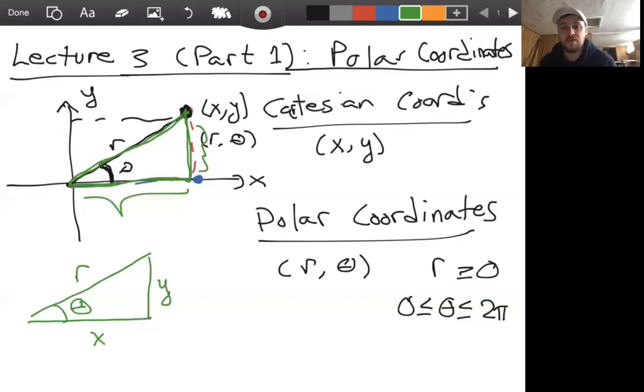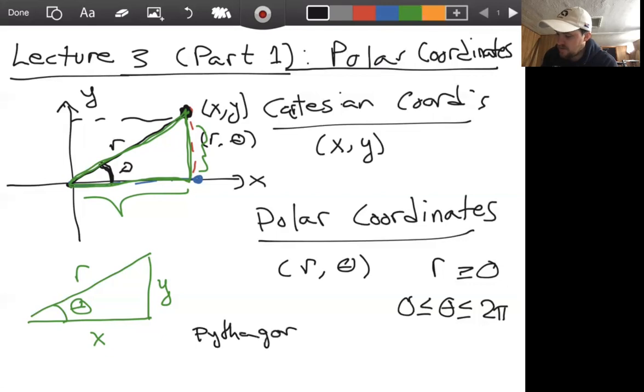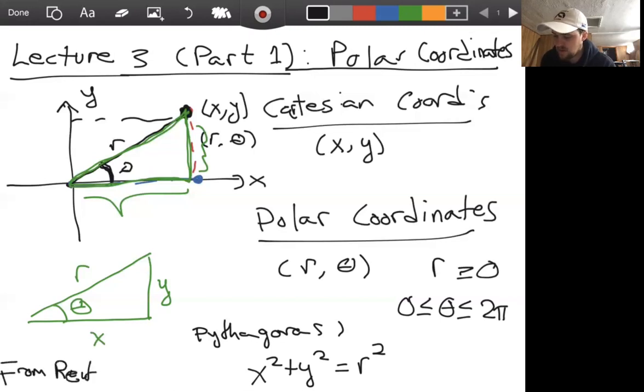So what are a few things we know about triangles? Well, the first thing we know is the Pythagorean theorem. So Pythagoras tells us that x squared plus y squared is equal to r squared, right? So we get this relationship here. This tells us if we start with an x and a y, we know what the radius is going to be. So this is the first step in converting from rectangular or Cartesian to polar. Okay, so this is the first relation we have, thanks to the Pythagorean theorem. We know that x squared plus y squared equals r squared.